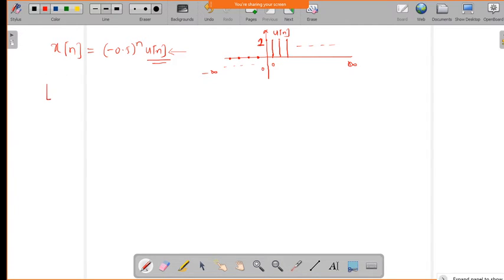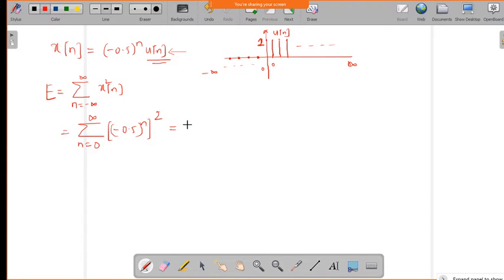First find the energy of the signal, which is the summation from n equal to minus infinity to plus infinity of x square of n, or x of n whole square. This is the expression. Now we can substitute x of n here. Since we have u of n, which is from 0 to infinity with amplitude value 1, n equal to 0 to infinity, and x square of n is minus 0.5 power n whole square.